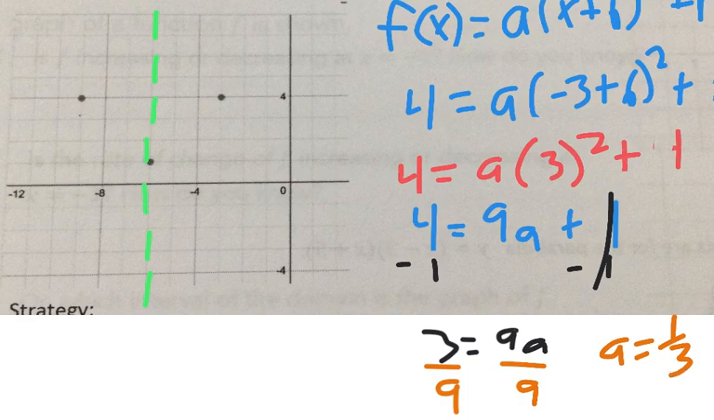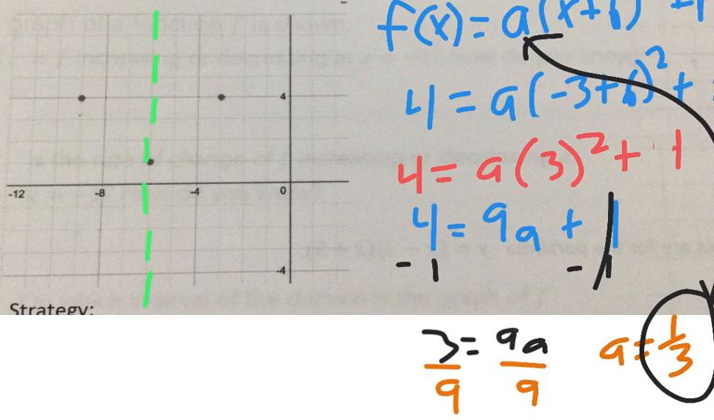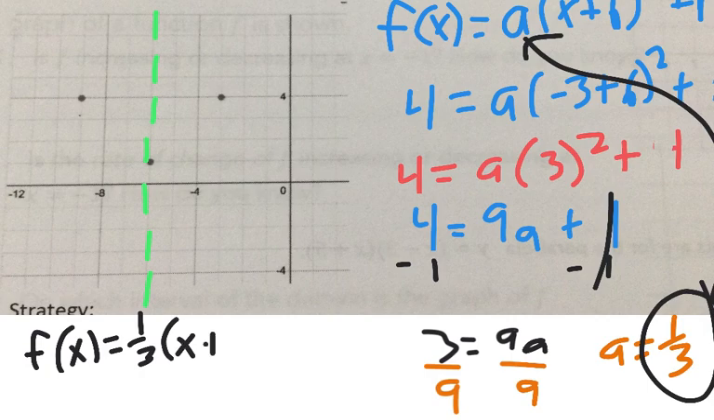So now that I know a, I can plug it back into the original vertex form of a quadratic. F of x equals 1/3 times x plus 6 squared plus 1.